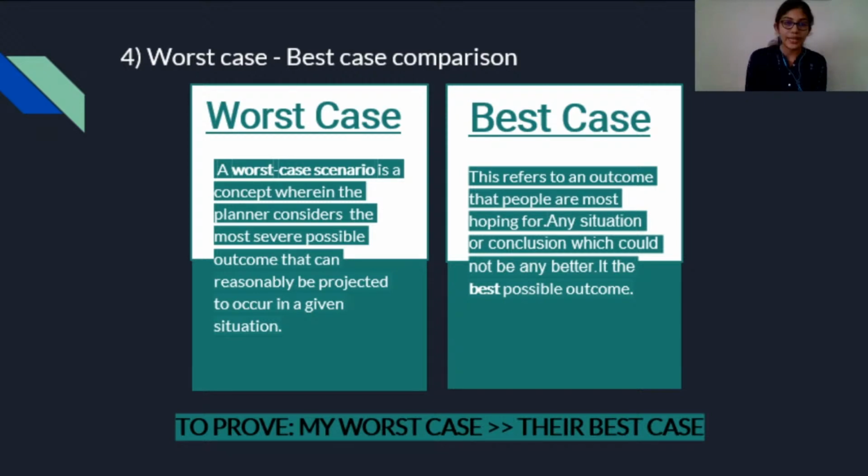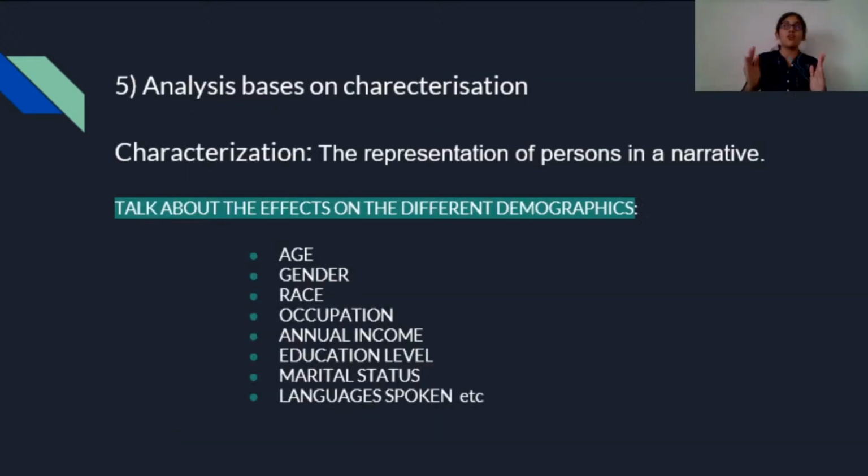Now moving over to the next slide, we have something called characterization. Characterization is the process of building a narrative around the primary stakeholders. You have to put yourself into the shoes of the primary stakeholder and tell what kind of situations the primary stakeholders will go through, and you have to analyze on that.